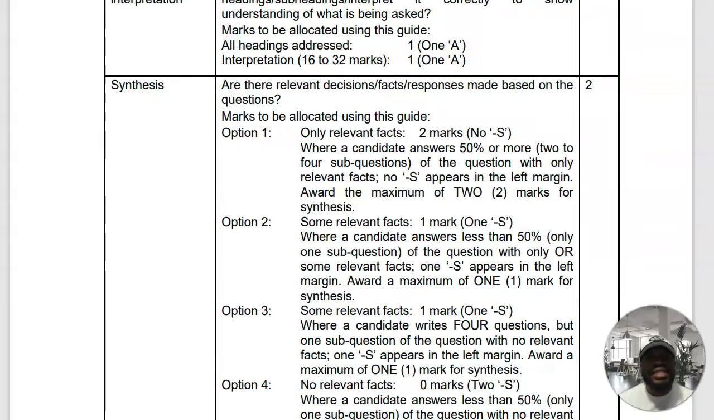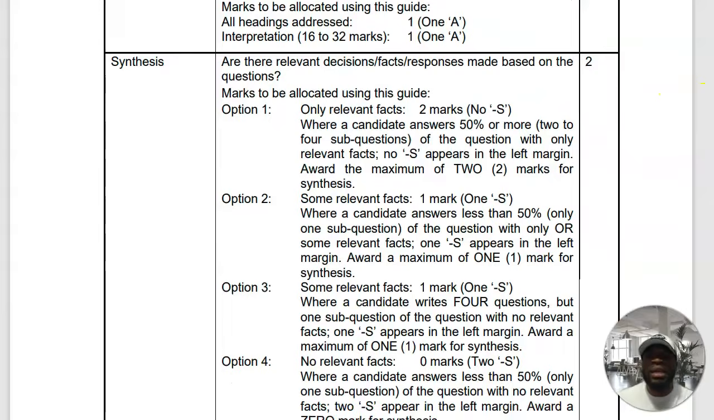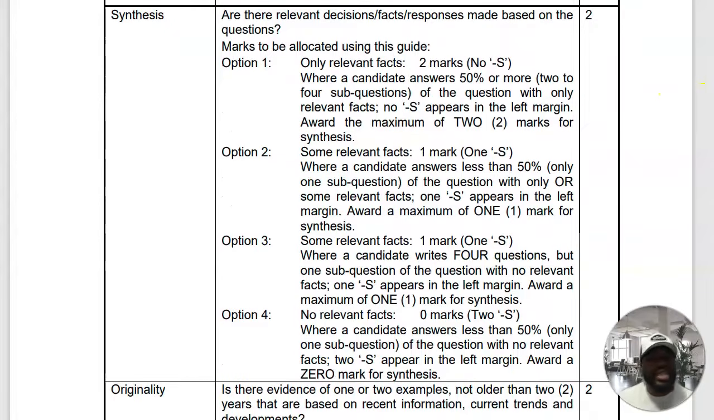In synthesis, this is the easiest one. Are there relevant decisions, facts, responses made based on the questions? So here we are looking at, is the learner still on course or has he gone off topic? Now I'm going to skip the details for you and just tell you what you need to do to make sure you don't lose these marks.